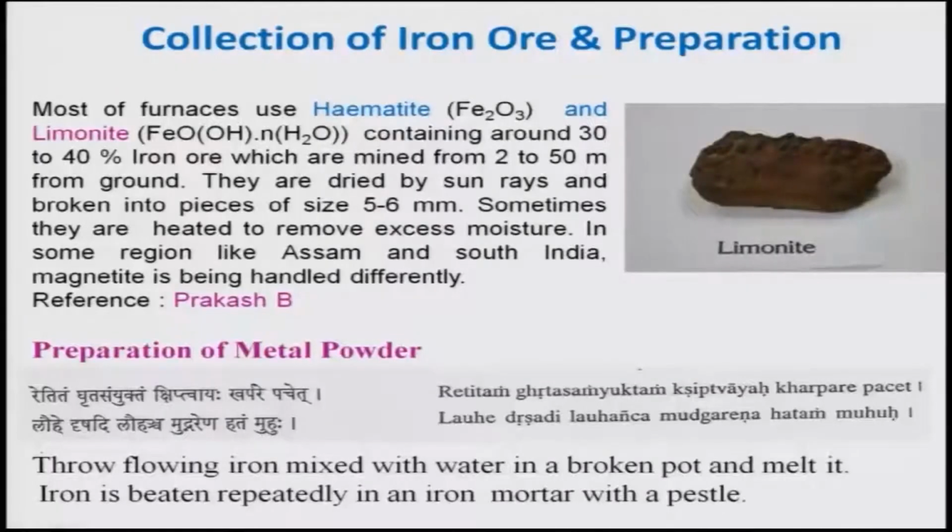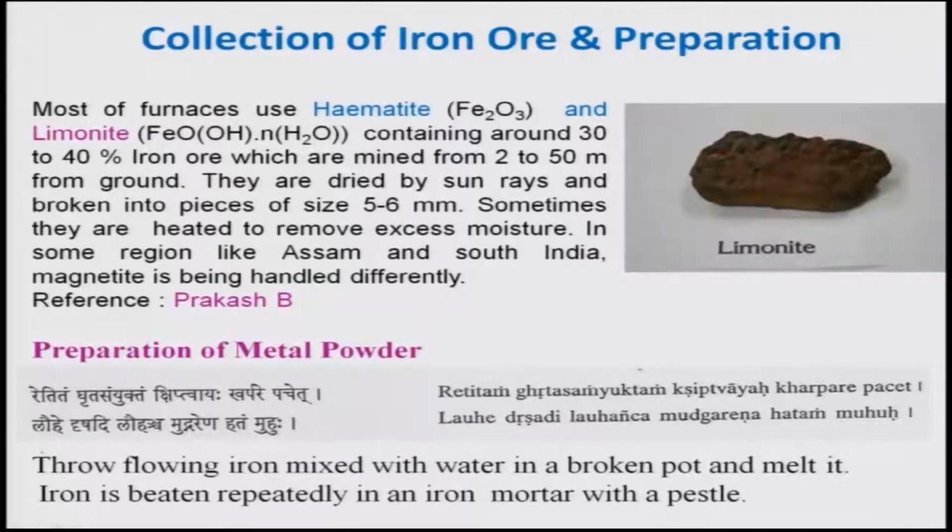So, if you look at the iron ore that has to be collected, one has to identify it, and most of the furnaces use hematite and limonite containing around 30 to 40% iron, which were mined from 2 to 50 meters below the ground level. Once they got these iron ores from the mines, they would dry them using the sun's rays, and also break them into pieces of size 5 to 6 mm. Sometimes, if the moisture was more in the iron ores, they would heat them at a low temperature so that the excess moisture would be removed.